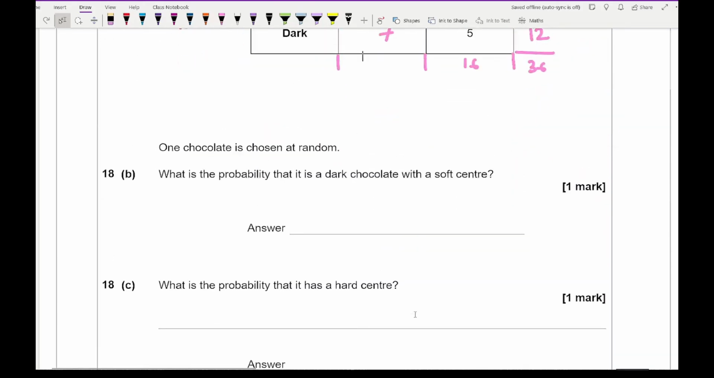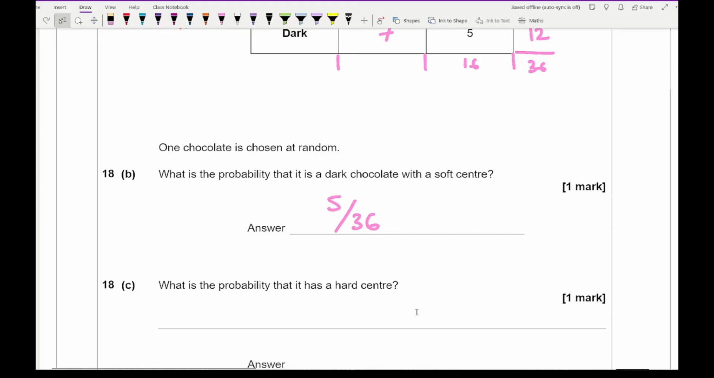It then says for 18b, 1 chocolate is chosen at random. What is the probability that it is a dark chocolate with a soft centre? So for this, we've got 5 of those altogether out of a total of 36. So our fraction or probability is going to be 5 over 36. And if you've written that as a decimal, then that will be absolutely fine as well.